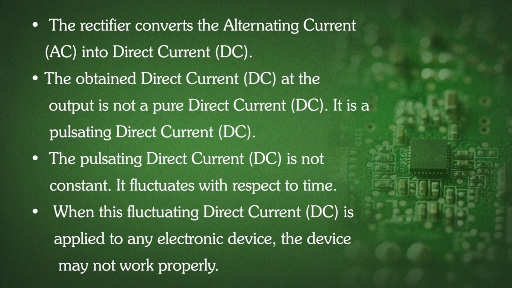The rectifier converts the alternating current into direct current. The obtained direct current at the output is not a pure DC, it is a pulsating DC. The pulsating DC is not constant, it fluctuates with respect to time. When this fluctuating DC is applied to any electronic device, the device may not work properly. As we have seen in the rectifier circuit, the output obtained is not pure DC, there are some ripples which make it a fluctuating DC.